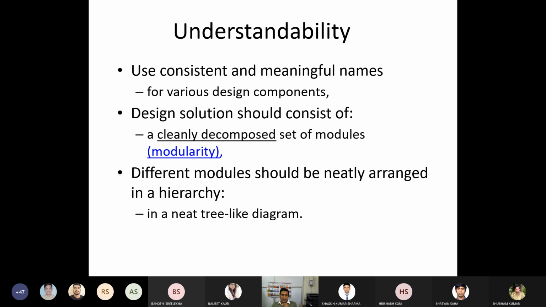Regarding understandability, it should use consistent, meaningful names when you are going through decompositions, because you are going to decompose a large module into smaller modules. That is what we call modularity. These different modules are arranged in a hierarchy, which is what we have seen in the case of the structure chart.